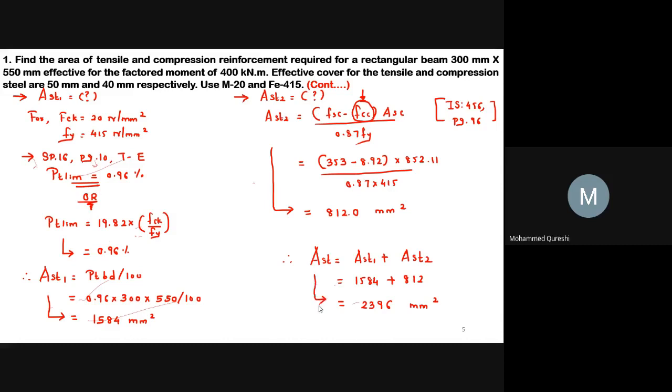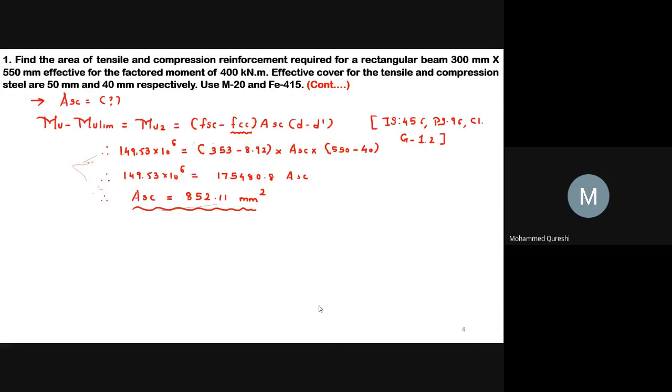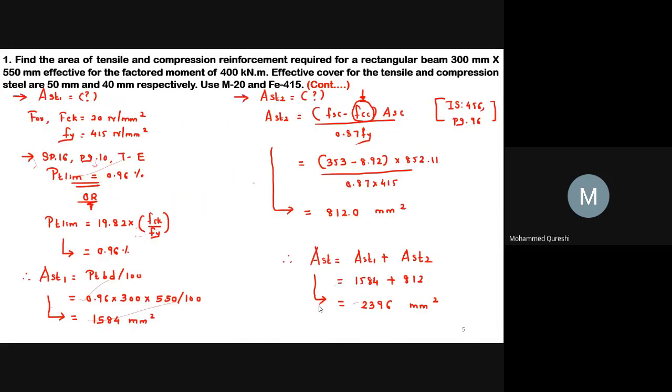So this way you have to calculate the value of AST1 and AST2. From the values of AST1 and AST2, you will easily achieve the total tension reinforcement for the doubly RC beam, that is AST. Now, as we have calculated the values of ASC and AST, we have to provide the reinforcement.